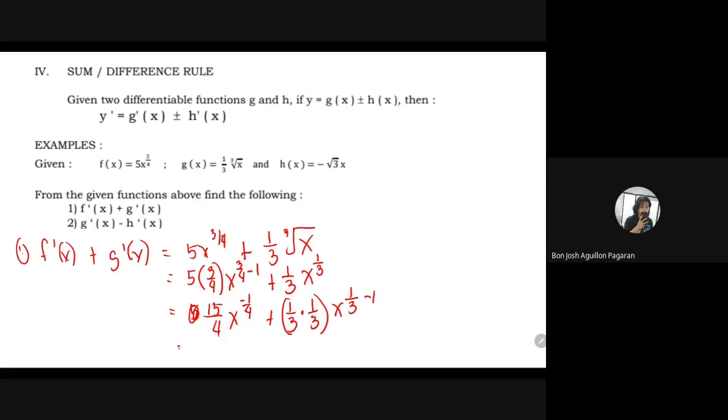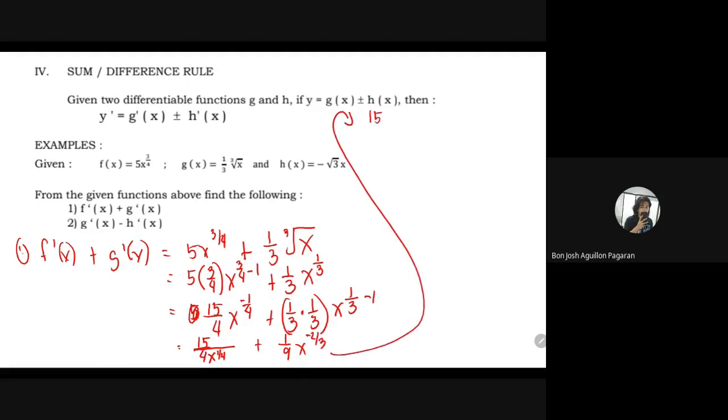So this will give us 15 over 4. Pwede ba diretso ko na? X raised to the power of 1/4. Pinaba ko yung 1/4 na negative. Plus 1 over 9 x. 1/3 minus 3 is negative 2/3.